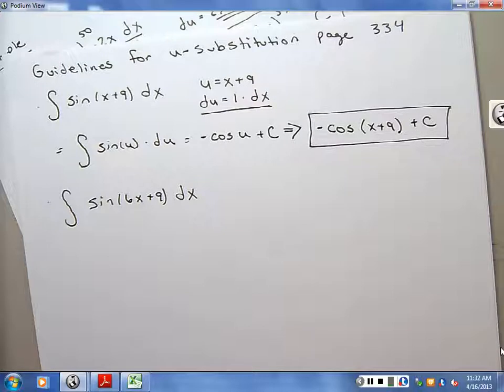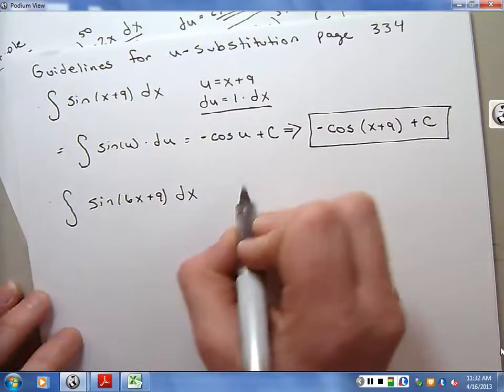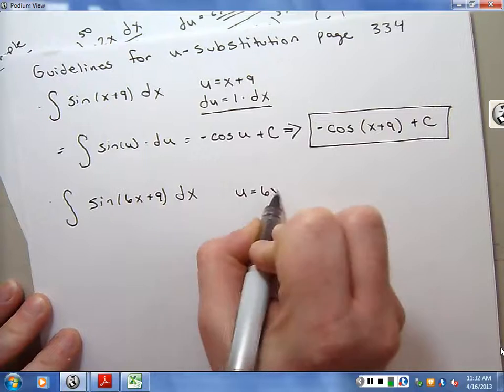3x. Where's 3x at? 3x squared. What am I going to want? What is something that, so what's the outside function? Nine. What's the inside function? So let's say u equals 6x plus 9.